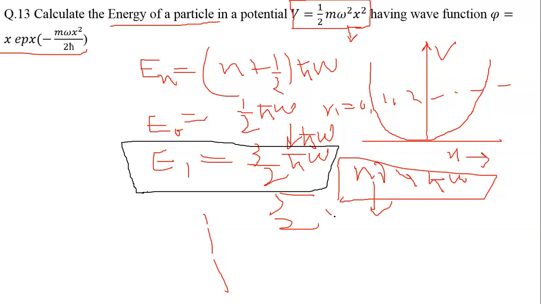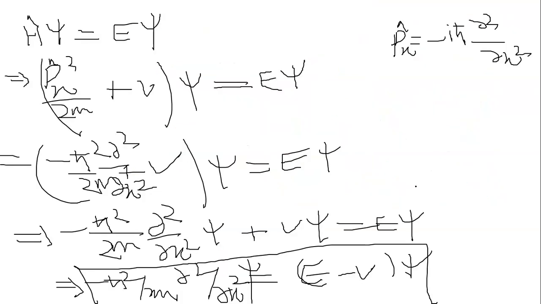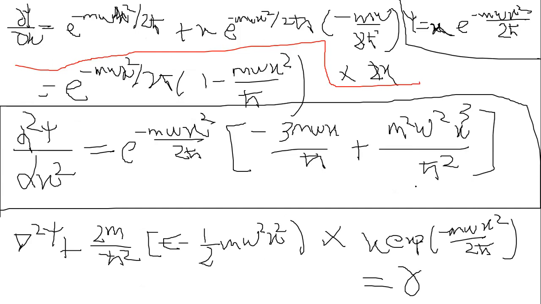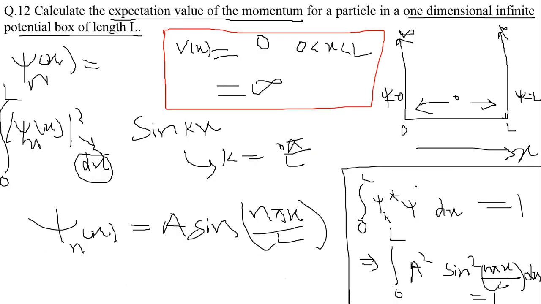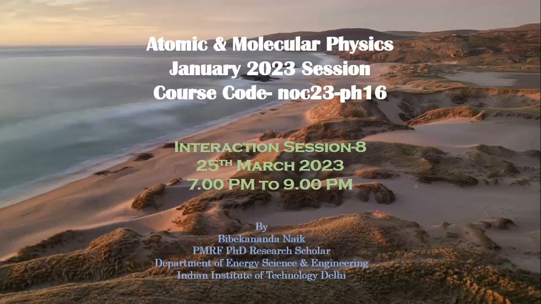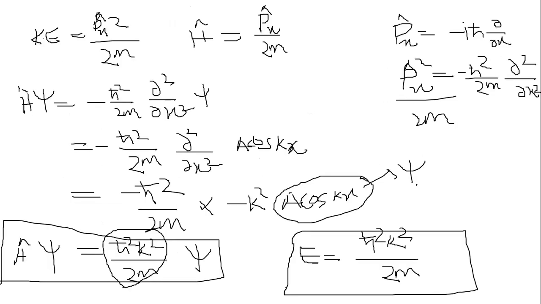So in this way we can calculate from the Schrodinger equation, if we are given a wave function of a certain form, then by applying the Schrodinger equation, minus h cross squared by 2m del squared psi by del x squared plus V psi equals E psi, we can calculate the value of E. Here we did the same thing, but here we directly calculated H psi equals E psi and we got the value of E.